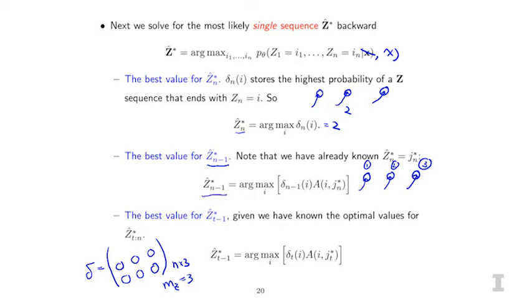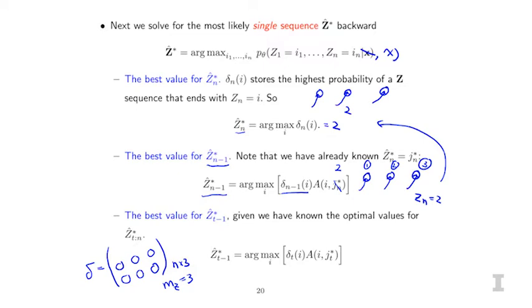But we also have to consider that now we know z_n is equal to 2 based on our previous argument. So what we need to consider is not only the value of delta_{n-1}, but also the transition probability from i to 2, because we know this is equal to 2. So what we need to maximize is the product of delta times A, and the value i, from 1 to 3, that maximizes this product will be the value for z*_{n-1}.